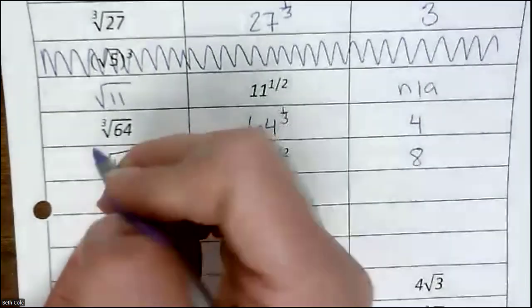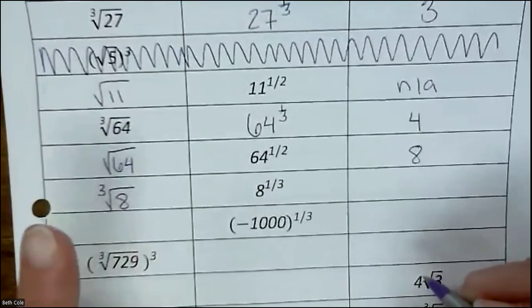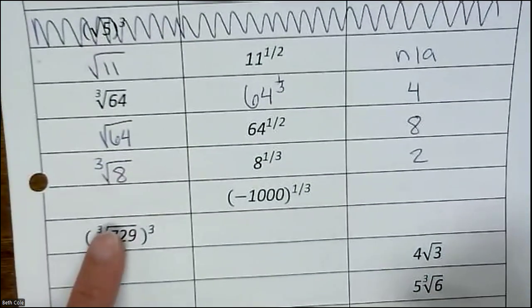8 to the 1/3 means cube root of 8. And your cube root of 8 is 2. You could type that in.